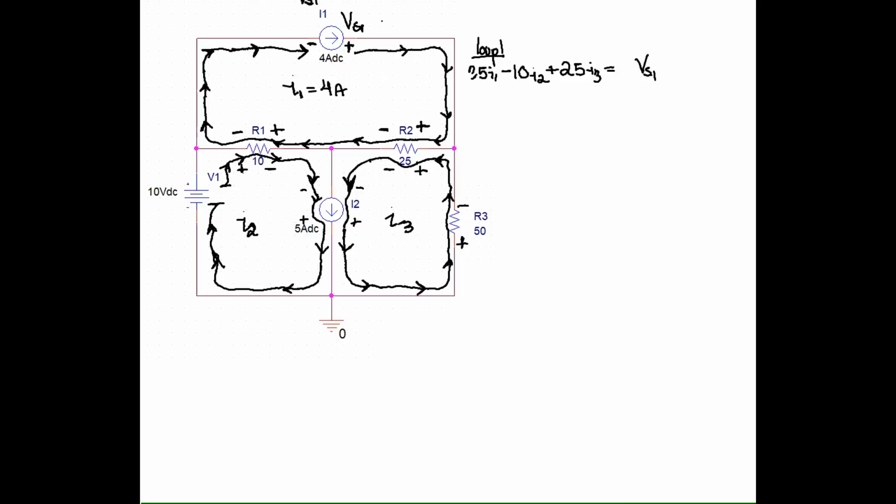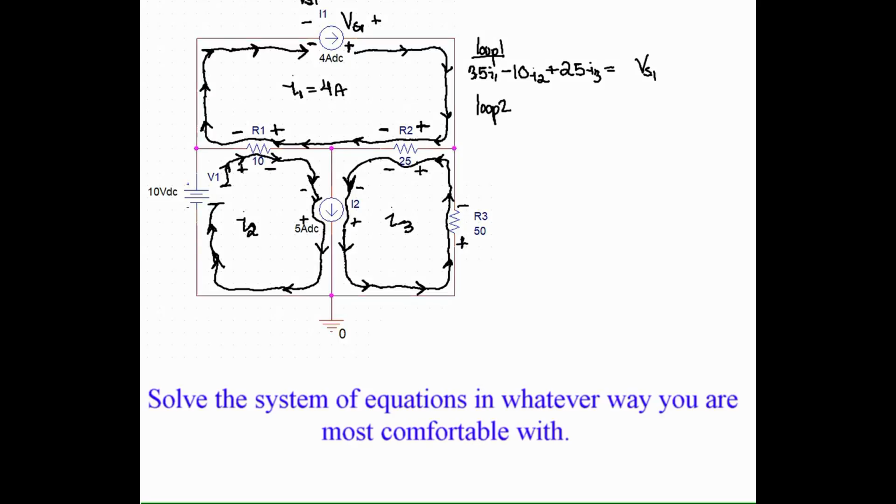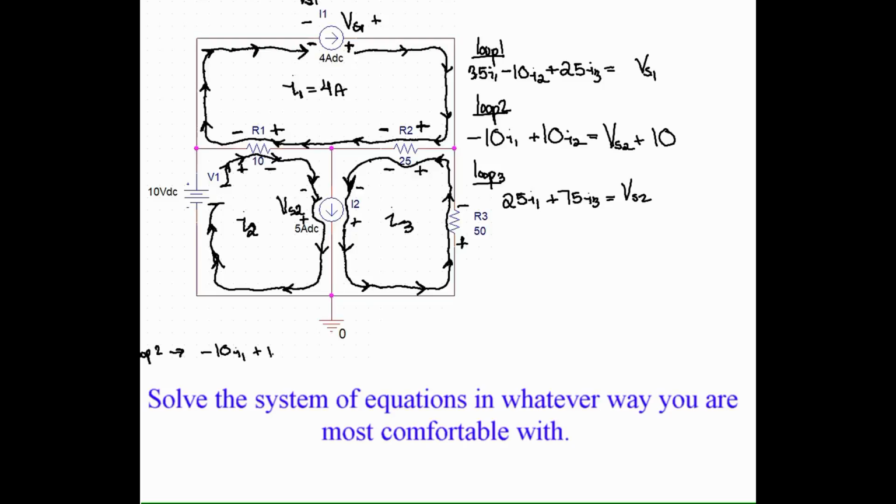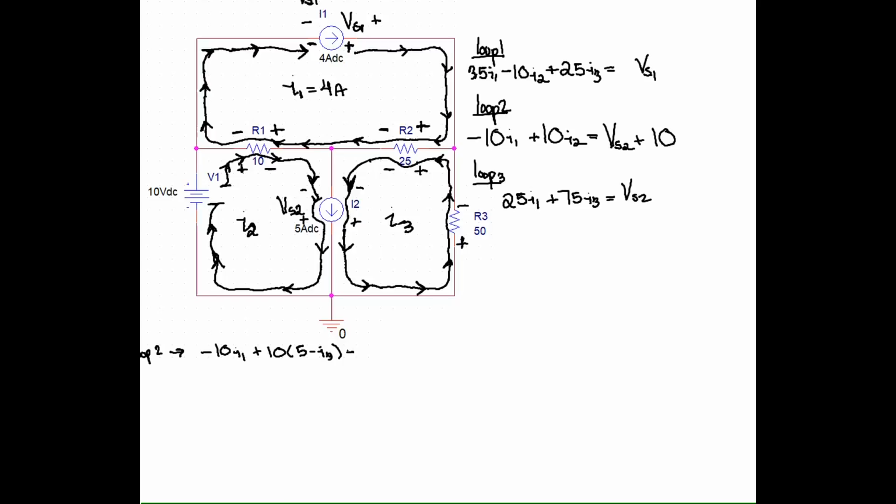So we're writing the equations out once again. 35I1 minus 10I2 plus 25I3 is equal to the voltage drop across the first current source, Vs1. From loop 2 we find that we have minus 10I1 plus I2 is equal to the voltage drop across current source 2 plus 10. And from loop 3 we have 25I1 plus 75I3 is equal to Vs2, which is the voltage drop across current source 2.